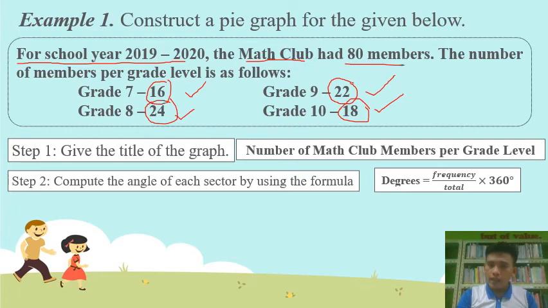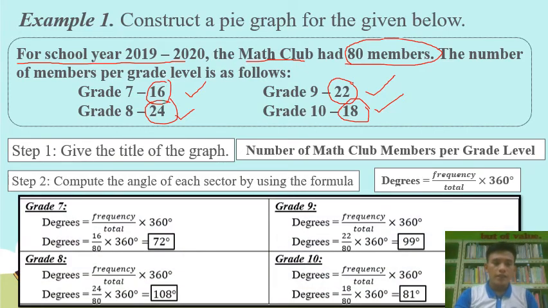80 is the total. So we need to compute each level so that we can get the sector of each grade level so that we can plot a pie graph. For grade 7, so 16 over 80 times 360. 16 is the frequency over the total, which is 80. That's why 16 over 80 times 360, that will be 72 degrees.